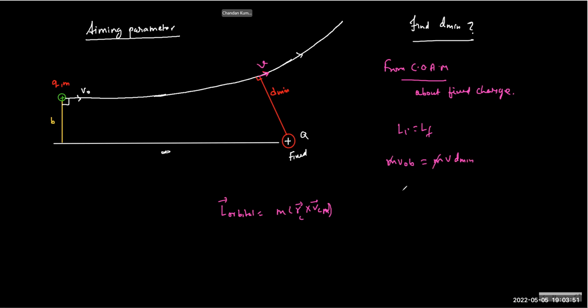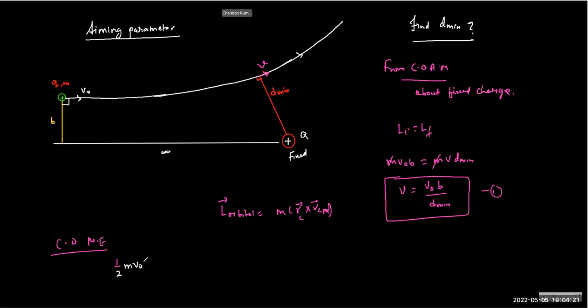So the V, which is also unknown, is equal to V naught B upon D mu. And we need this equation later on. The second equation will be conservation of mechanical energy. Initially the only energy is kinetic energy because it's very far, so there is no potential.